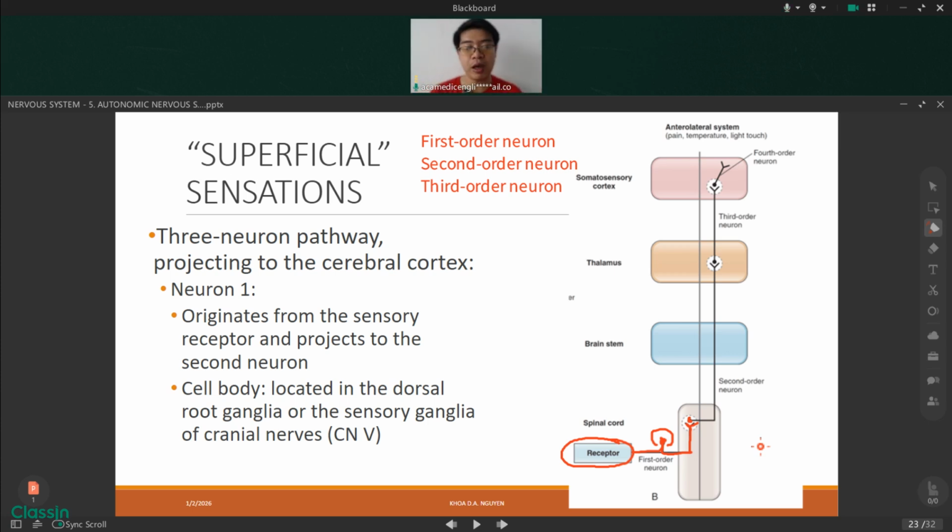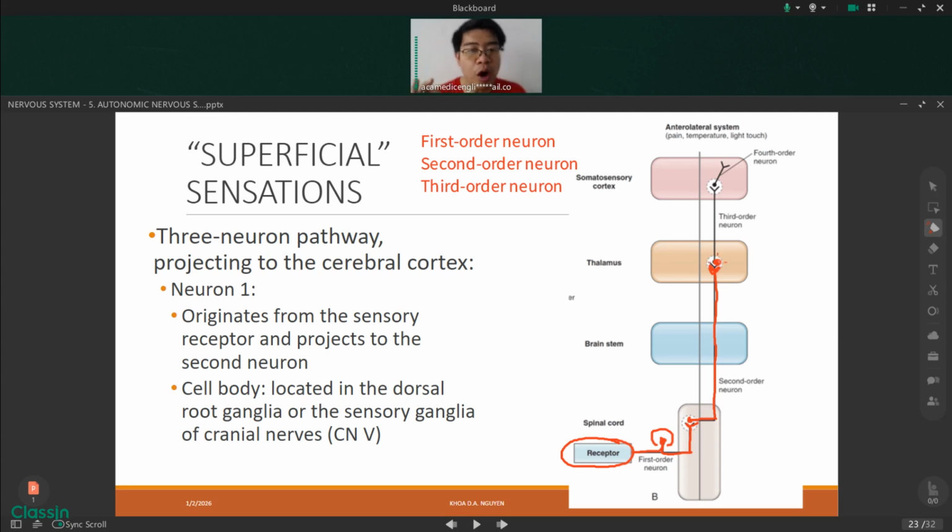within the spinal cord. And then from there, the 2nd order neuron will immediately cross to the other side. Before it does anything else, the 2nd order neuron will cross to the other side. After it crosses, it will go up the spinal cord, go up the brainstem, and go up to the thalamus. And at the thalamus, it's going to synapse with the 3rd order neuron.